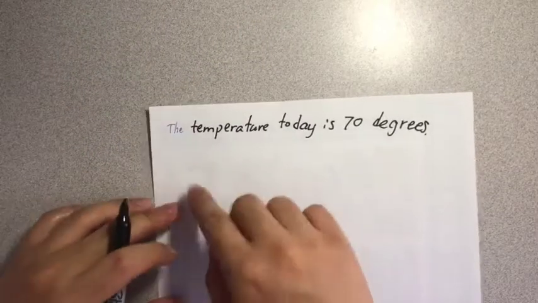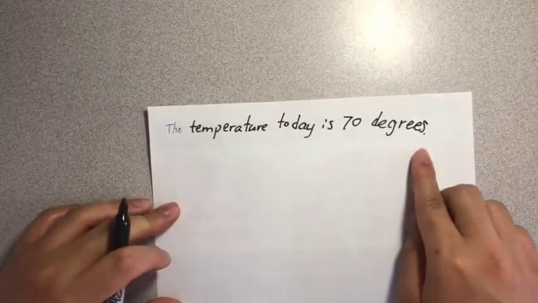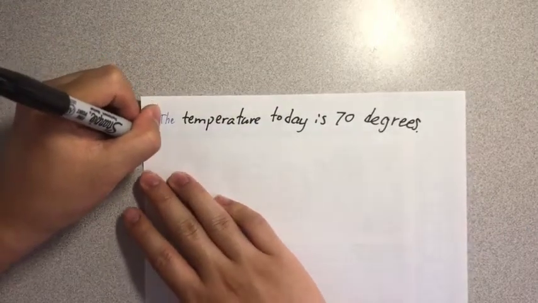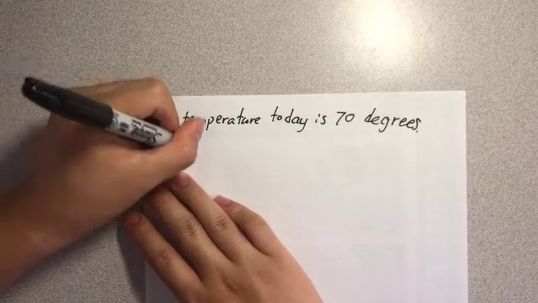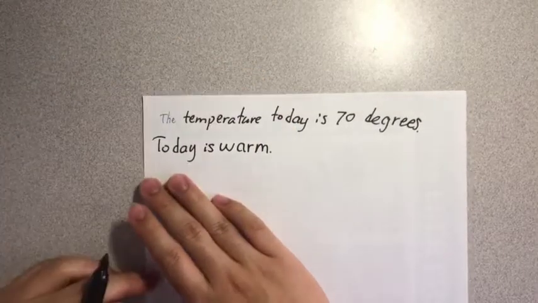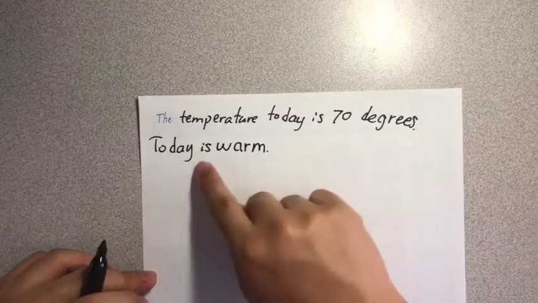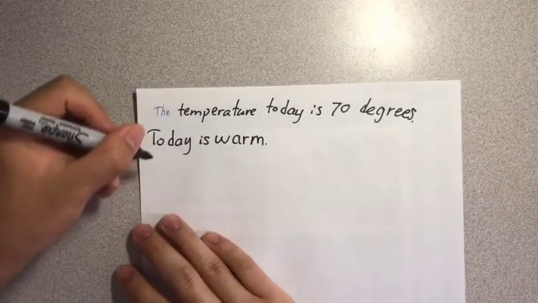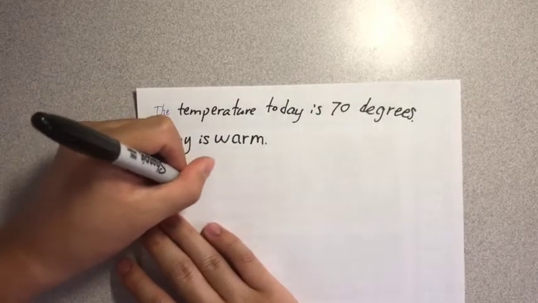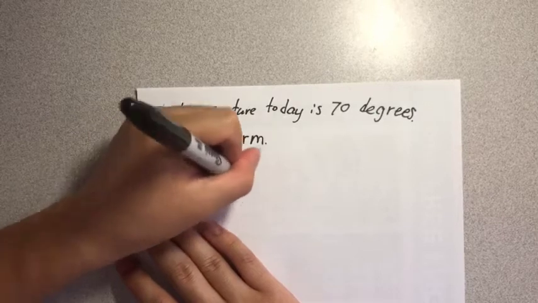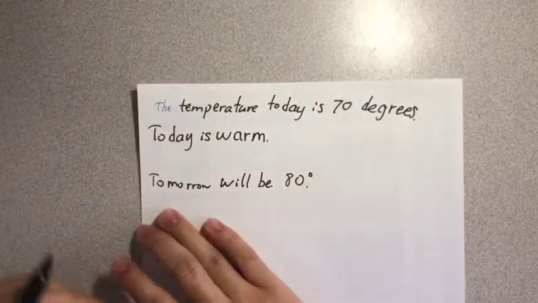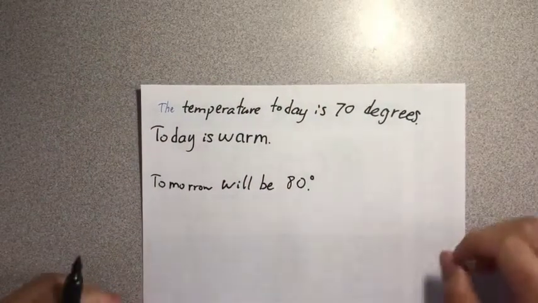Okay, so the temperature today is 70 degrees. We can say today is warm. Let's say tomorrow will be 80 degrees. Tomorrow will be 80 degrees.